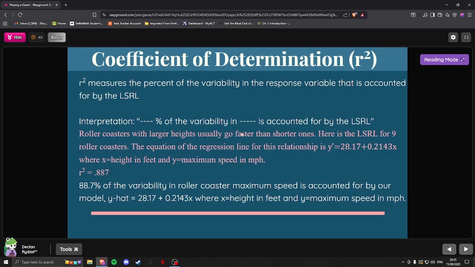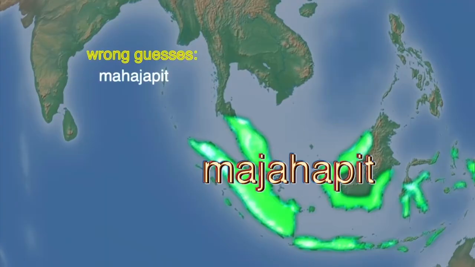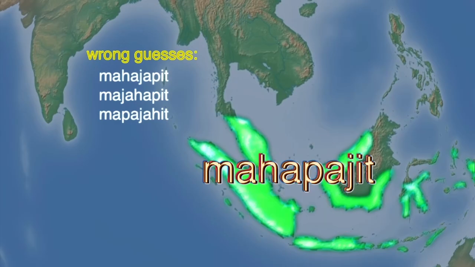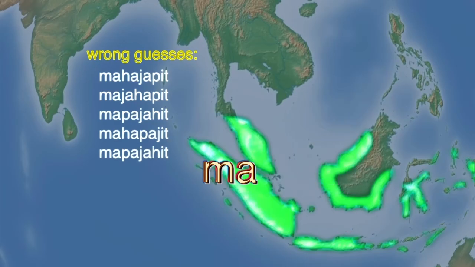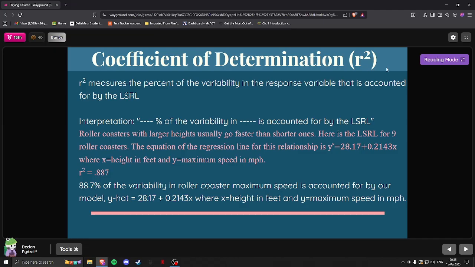Coefficient of determination. This one's a bit tricky. This one took me a little bit. So r squared, the r value is the correlation coefficient. So r squared is the coefficient of determination.